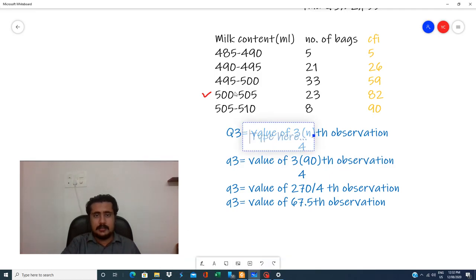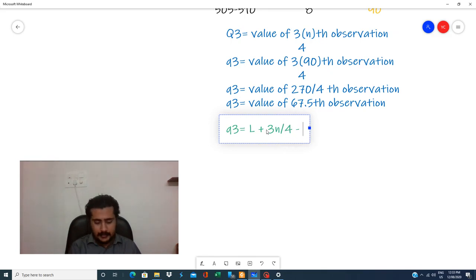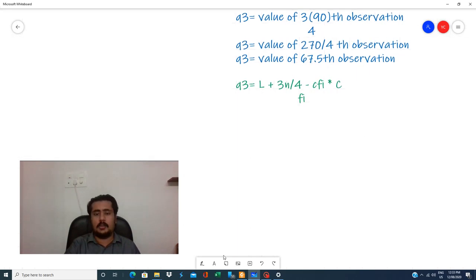Now the answer is between 500 and 505. But what is the answer? To find that we will have an extended formula. Q3 is equal to L plus (3n upon 4 minus CFi) upon fi into C. So this is your extended formula.